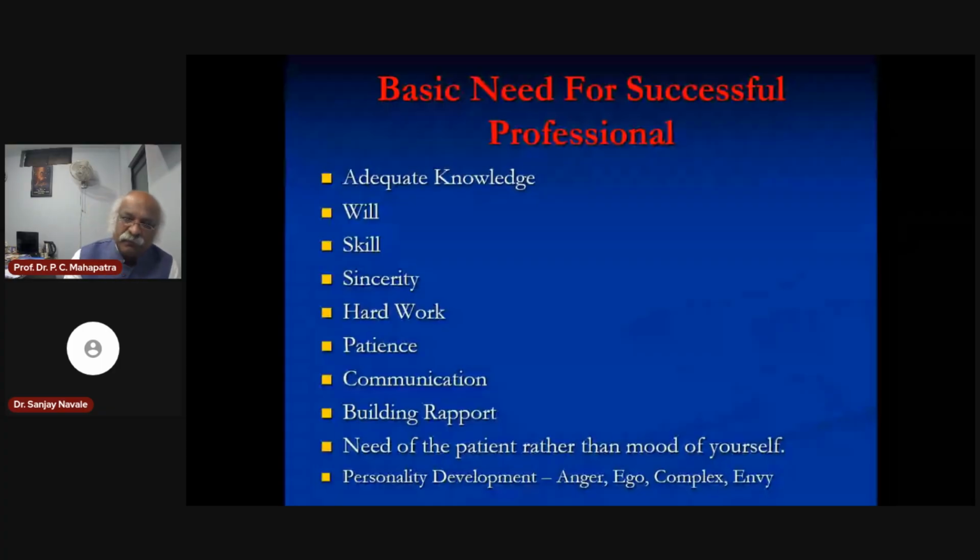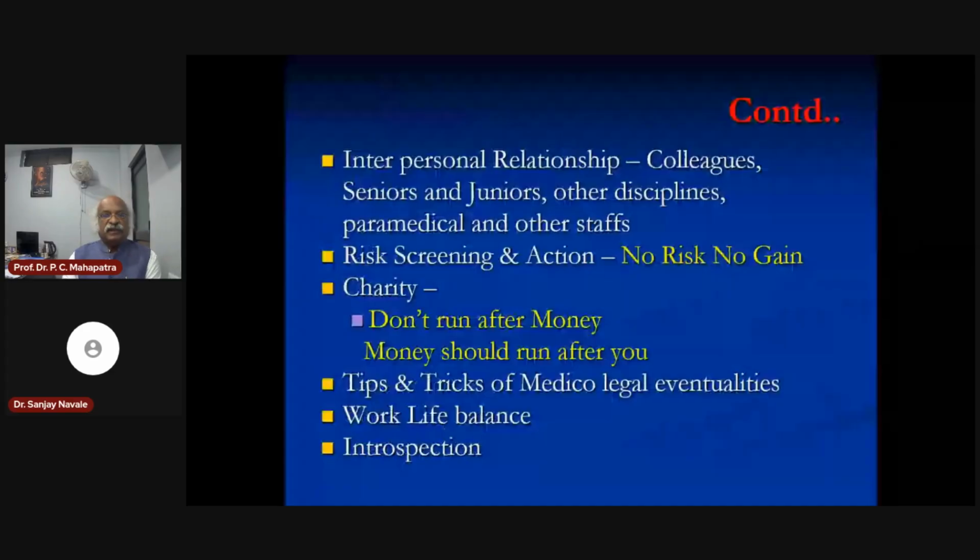So these are all personal development, which will not only help you, but help your society, help your profession, help your subject as a gynecologist. Interpersonal relationships are very important. You do your inner engineering to develop yourself, but the outer thing is interpersonal relationship with the colleagues, how you deal with the seniors and juniors, with other disciplines, with the pharma people. Paramedical and other medical staff around, these are all interpersonal relationships you should maintain.